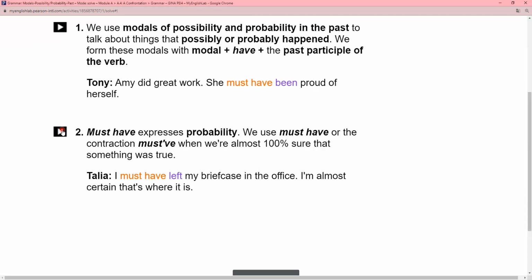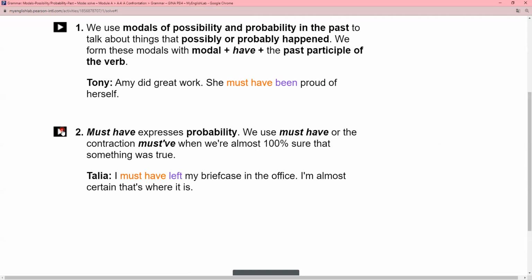Okay, so we're going to talk about the usage of must, right? And we're going to say that must is when we are almost 90 or almost 100% sure that something was true. Okay, so for example, in this case, we have I must have left my briefcase. For example, the other day I lost my keys, right? So I couldn't remember where my keys were. The last time I was with my keys, it was in the car, right? So I said, I must have left or I must have forgotten my keys in the car, right? Because that was the last place I was. So yes, that will be the conclusion of it.